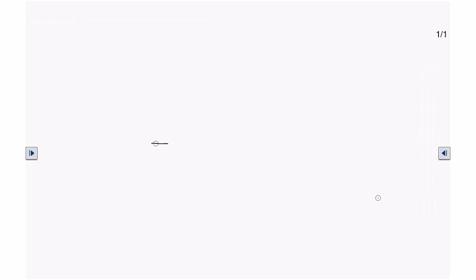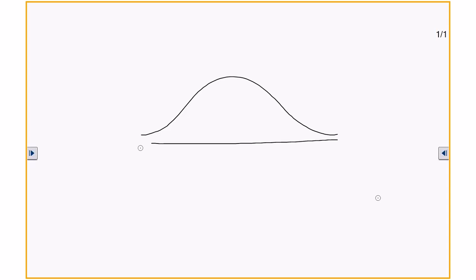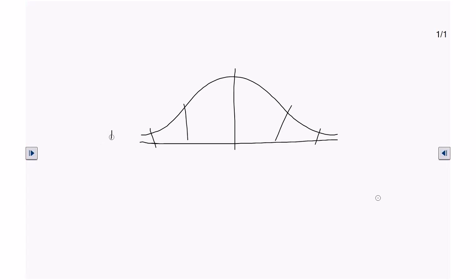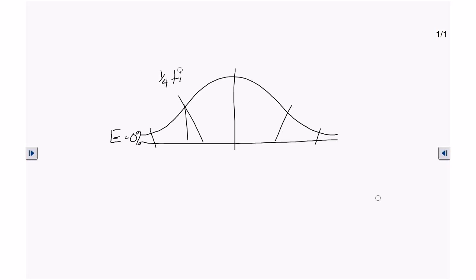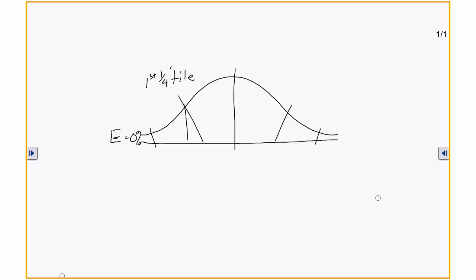So, read your curve kind of like a fuel gauge. Everybody's fuel gauge on this end means what? Empty, which means 0%. And then right in here, you've got about what? So that's your first what? First quartile. What does a quarter mean anyway? 25 cents on a dollar, right? 25% of a dollar, right? So your first quartile is also your 25th what?